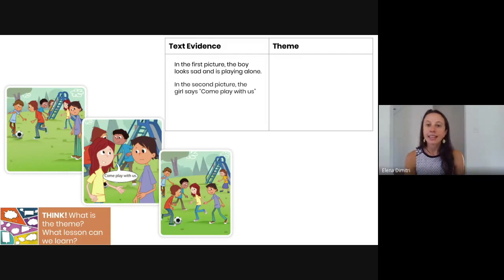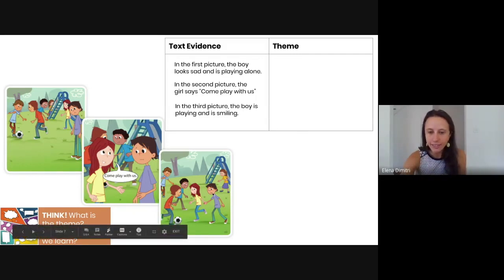In the second picture, the girl says, "Come play with us." That's interesting. I think that's an important piece of evidence here. And then in the third picture, the boy is playing and is smiling. So how his character is feeling now is much different than in the first picture where he's frowning. He's playing with everyone and he's feeling pretty happy based on the smile that I see.